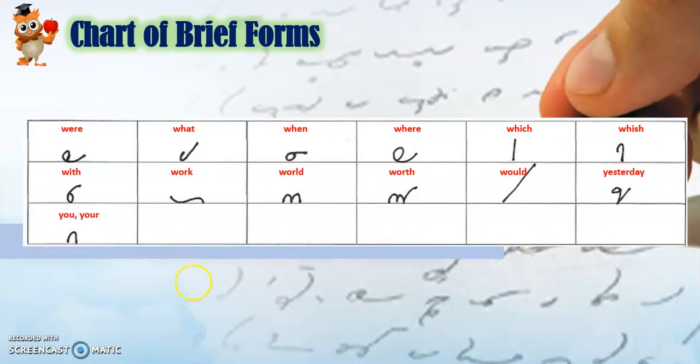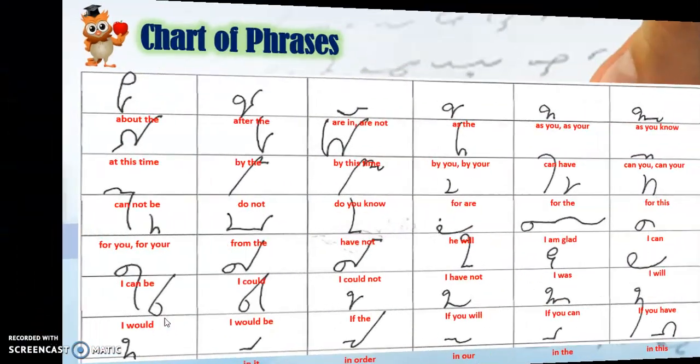And here we have the last set. We have where, what, when, where, which, wish. Oh, there should be no H here. With, work, world, word, would, yesterday, you, your. Alright. Anyone? Can you please read the entire set? Yes? Okay. So that's it.